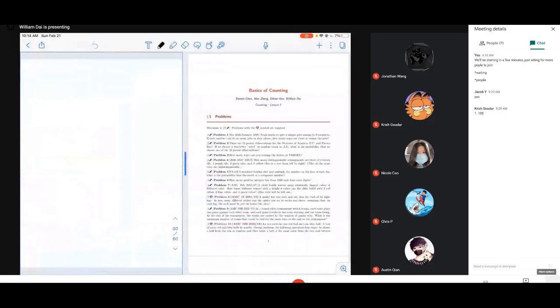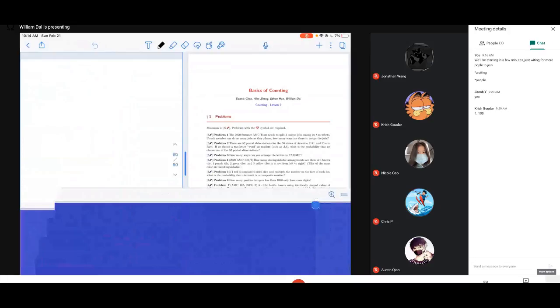Okay. Is it too blurry for you guys? Can you still read the problem set, or do you want me to zoom in, I guess?